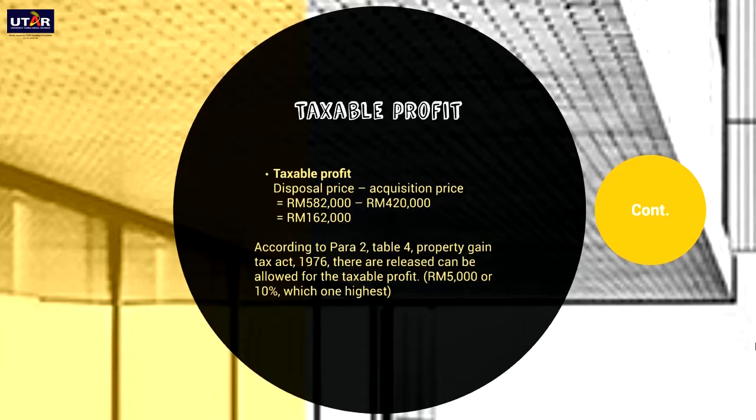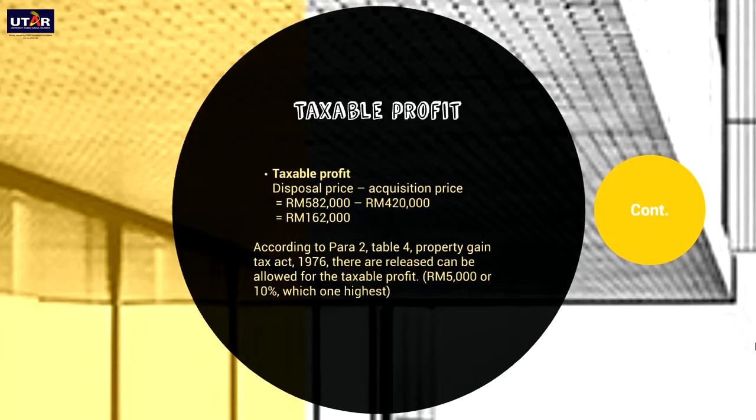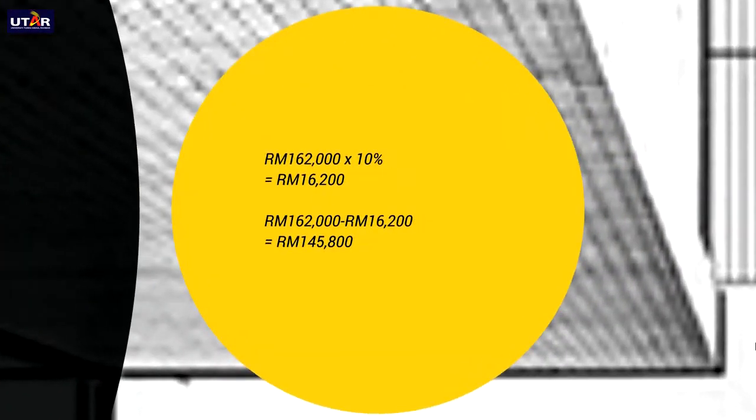However, according to paragraph 2, Schedule 4, Real Property Gain Tax Act 1976, a release can be allowed for the taxable profit, which is 5,000 or 10%, whichever is the highest. So in this case, 10% of 162,000 is 16,200. Hence, the release allowed that can be used is 16,200. So the taxable profit is 162,000 minus 16,200.